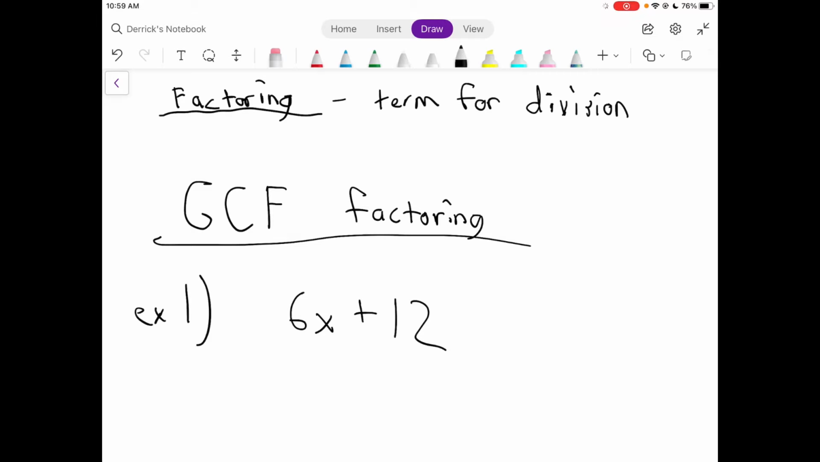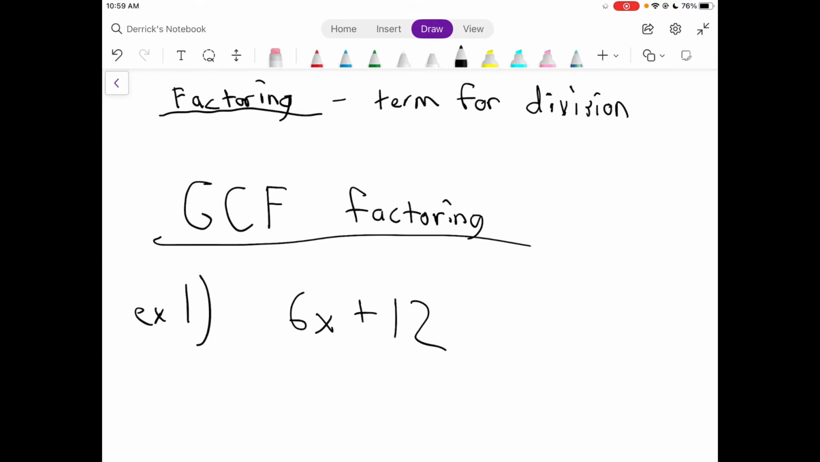This video is going to be pretty short. It's just going to be about GCF factoring. GCF stands for greatest common factor. Understand, when we use the term factoring, factoring is just another term for division. It's a type of division. That's all we're doing with this, we are just going to be looking to divide things.